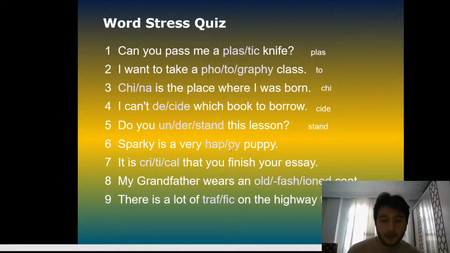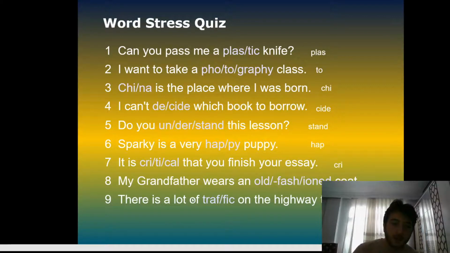Sparky is a very happy puppy. As you can see, stress at the first part of it. It is critical, critical. I'm not sure. It's critical. Yes, the first part of it. It's critical that you finish your essay.